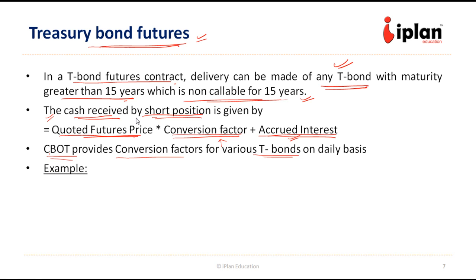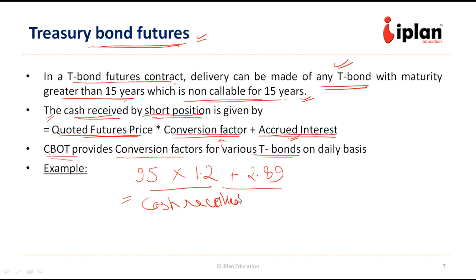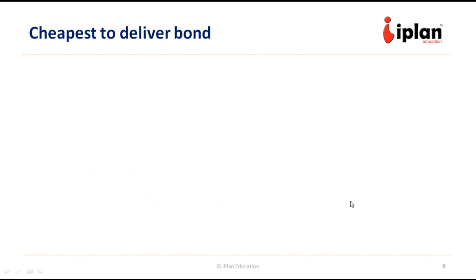So let us take one example here. Suppose the quoted bond price for futures is 95, and the conversion factor given for a particular bond is 7.2. Then we can add the accrued interest. Suppose the accrued interest comes out to be 2.89. Then we can just calculate and we get the cash received by the short position. We will take a few more examples later.